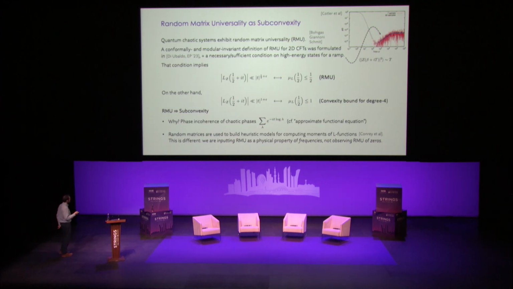And I just want to emphasize this is different from what people find in relating random matrix theory to subconvexity in the number theory literature, of which there are various types of relations. Here we're inputting it as a physical property of the system and of the frequencies. There they are observing it as a property of the zeros.